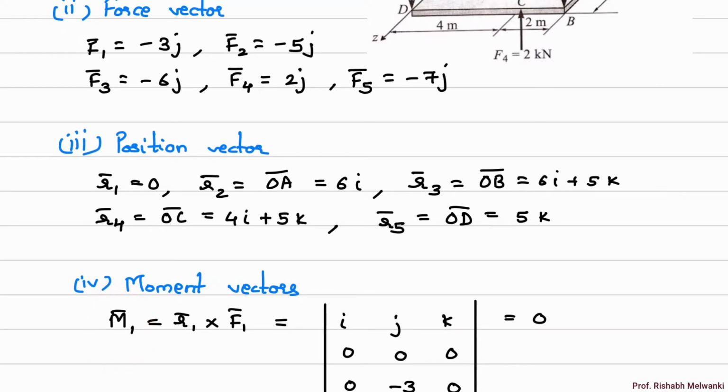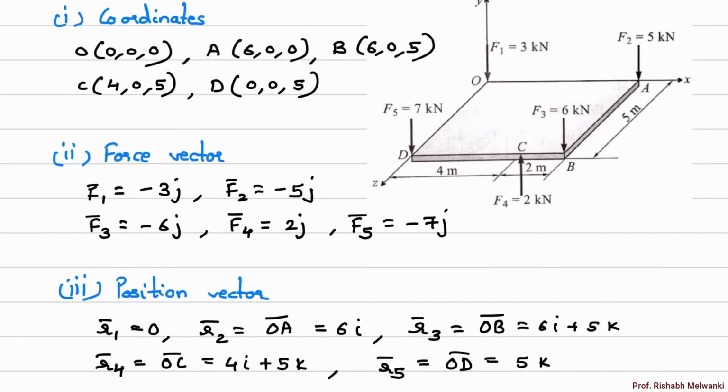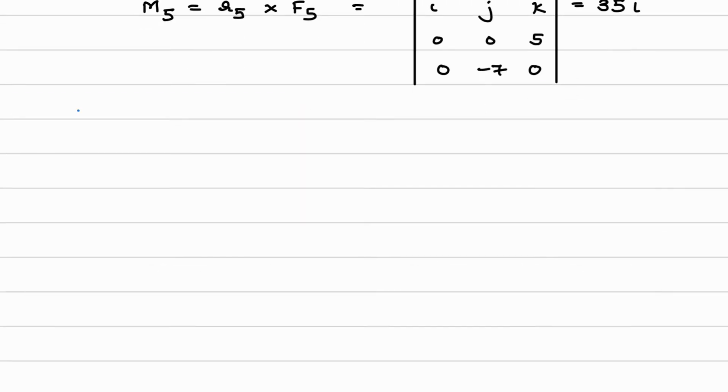then we will assume that the resultant vector is passing through point P and its coordinates are x, y, z, and apply Varignon's theorem to find x, y, z. That is the procedure. This way we have to solve the numerical. So resultant force vector will be R bar equal to, we have to add all the force vectors.